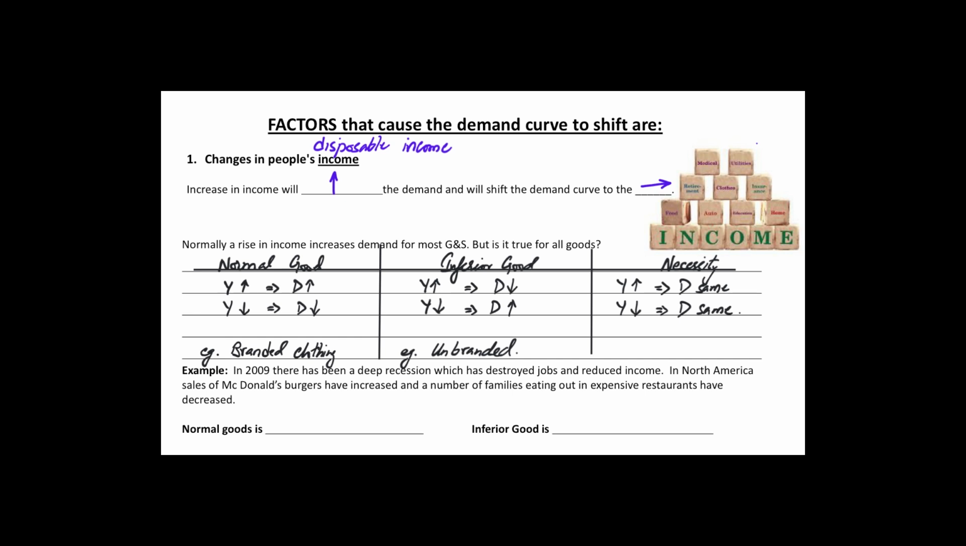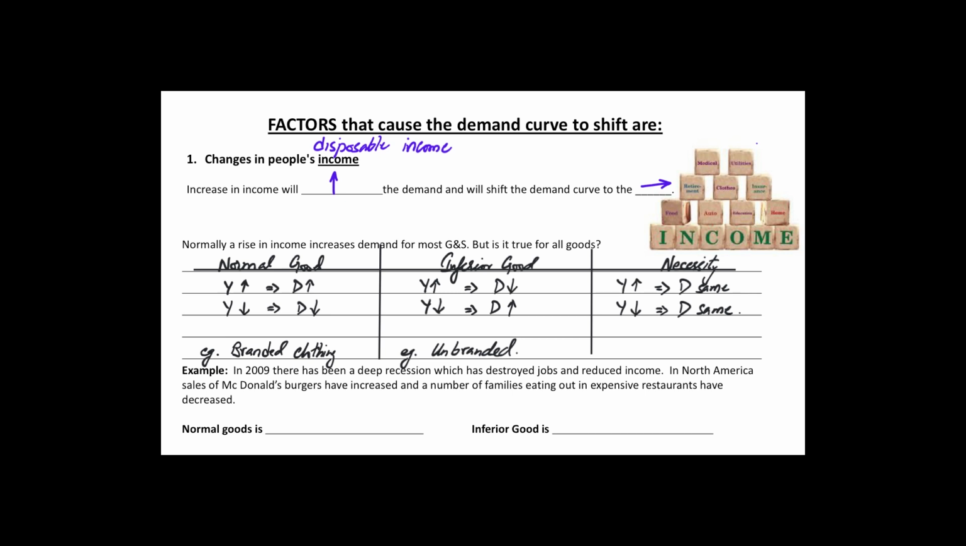Now, the thing with this is normal, inferior, and necessity depends from person to person. For example, if I'm a person who goes to work on a cycle, that's what my affordability is. If my income goes up, I will move towards a motorcycle. So for me, the bicycle becomes inferior and the motorcycle becomes a normal good.